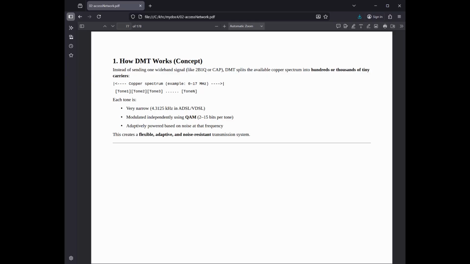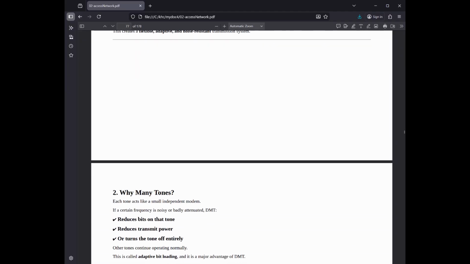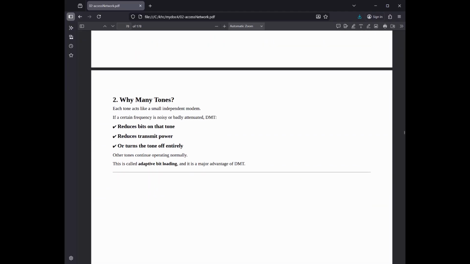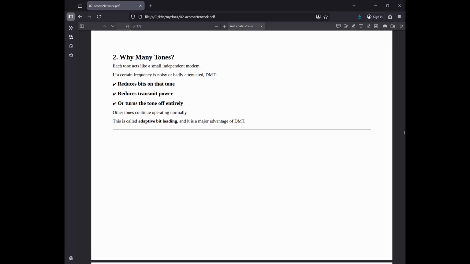Number of bins: ADSL uses 256 bins, up to 1.1 MHz. VDSL2 can use up to 4096 bins, up to 35 MHz. Parallel processing: each bin functions like a separate, low-speed modem. The incoming data is sliced up, and different pieces are sent simultaneously across these parallel bins.